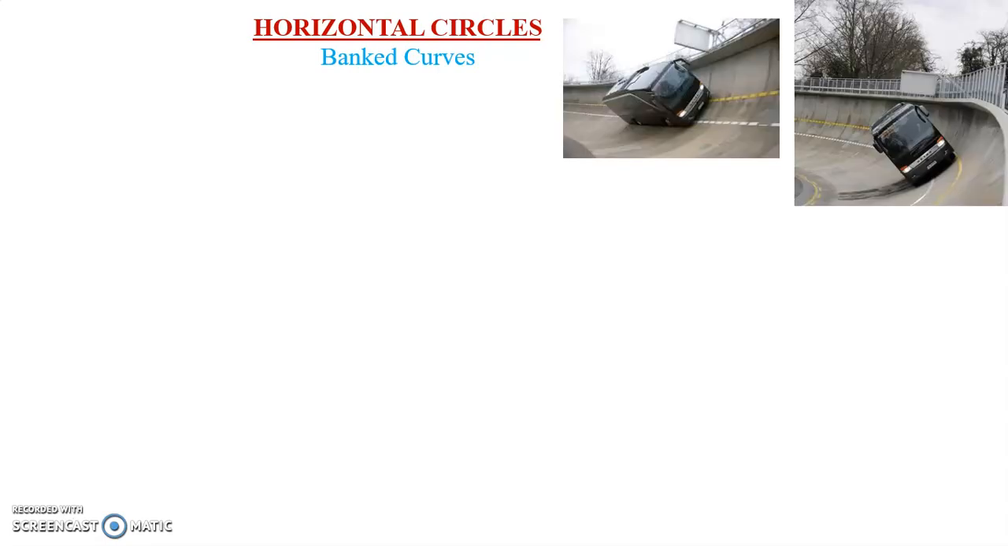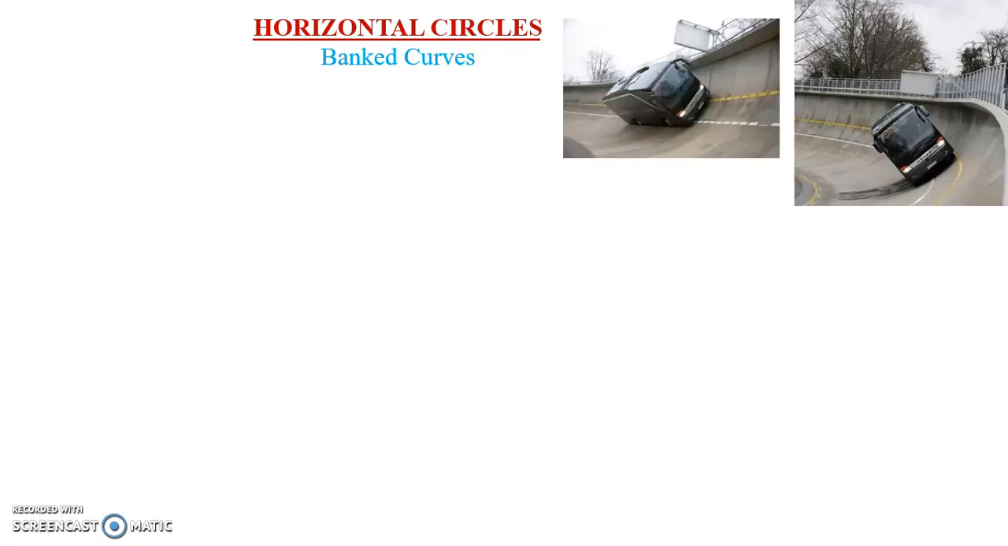Let's look at a special case of a horizontal circle called a banked curve. Most streets are flat, but sometimes the street is angled one way or the other, which we call a banked curve. It's embanked, and we're going to be looking at why that would happen. So here's an extreme picture of a banked curve.